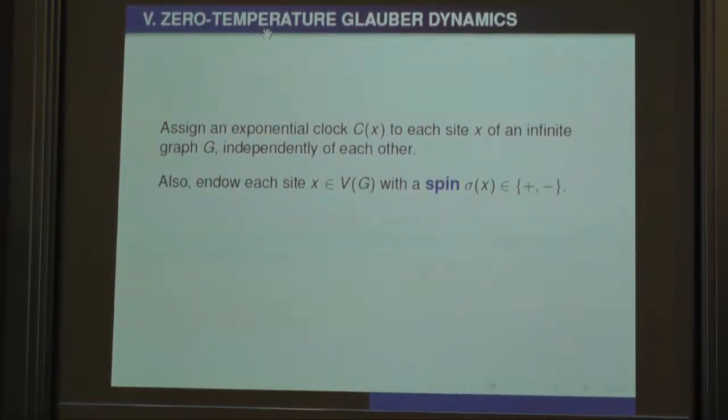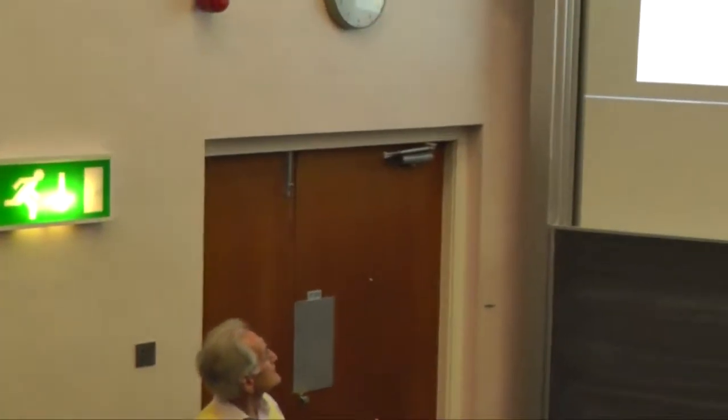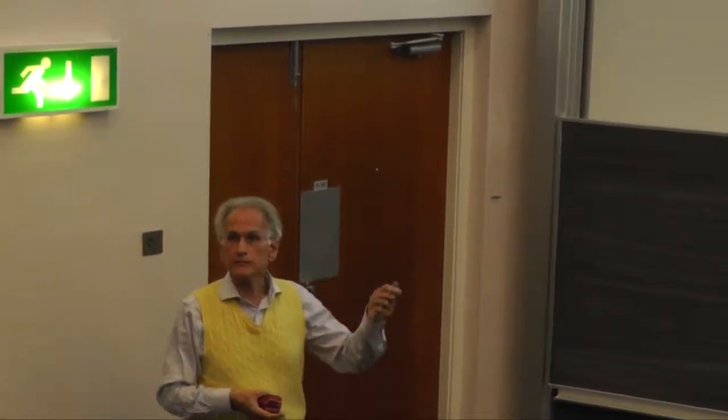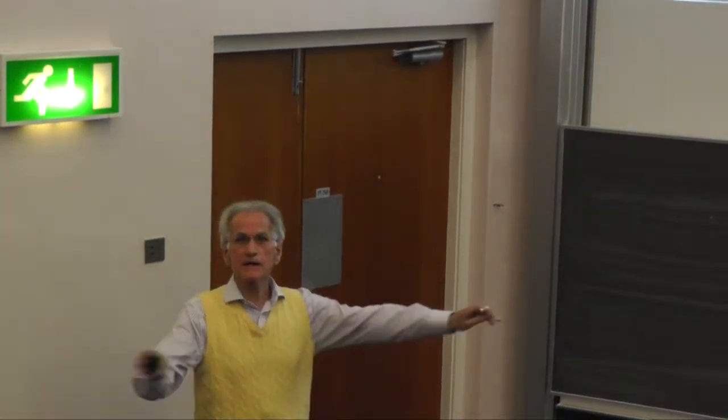Okay, so we have some ground graph, usually a lattice or whatever, and give every site, every vertex, an exponential clock, which goes off independently of everything else from time to time. And now also let's give each site a spin, up and down, plus, minus, +1, -1, whatever. Okay, so that's our starting point.